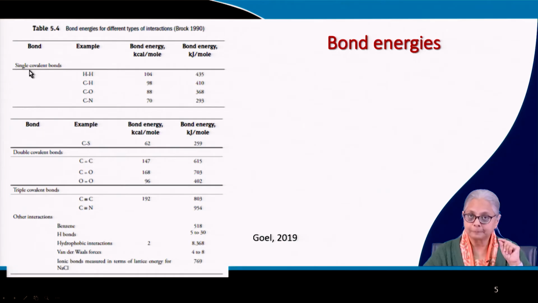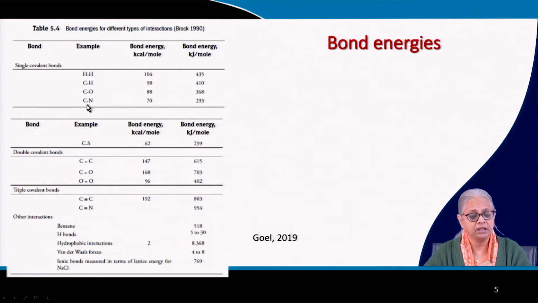So these bond energies are extremely important for us to understand how much energy is required by the microorganism in either making certain compounds or in breaking them down, what does it get in terms of energy. So this is a very crucial point.